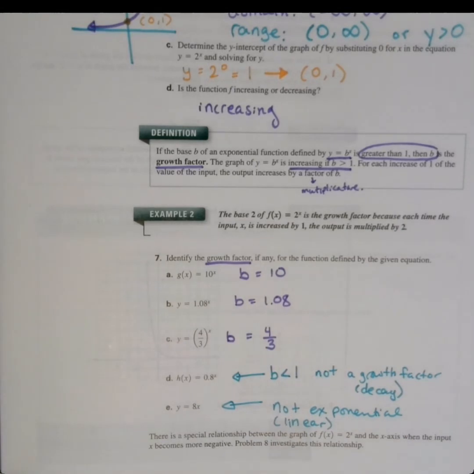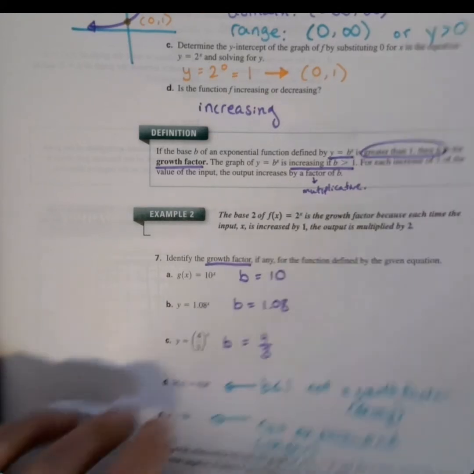So it does not have a growth factor. It's got a slope. It's an increasing linear function, but it's not exponential, so it cannot have a growth factor. Okay, next, let's take a look at the next page.